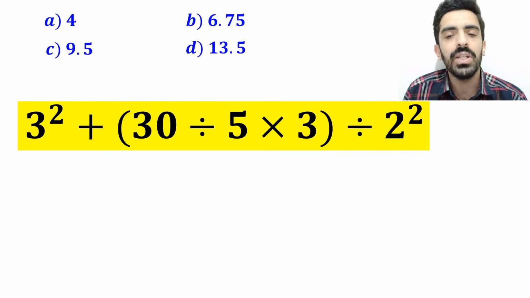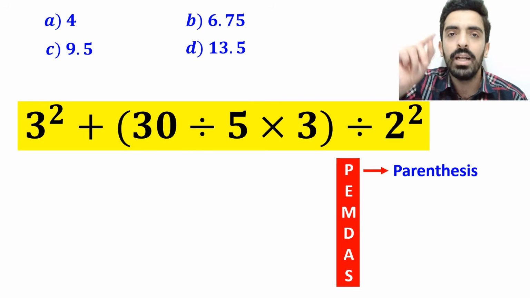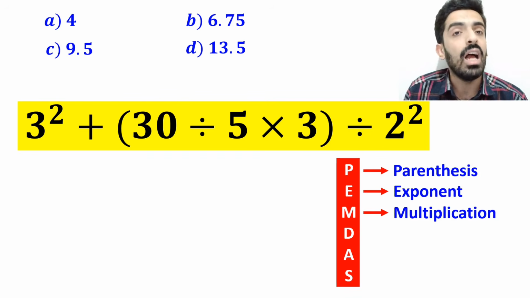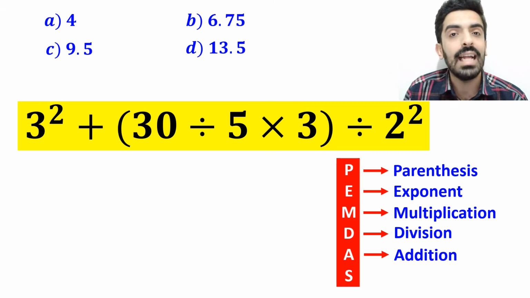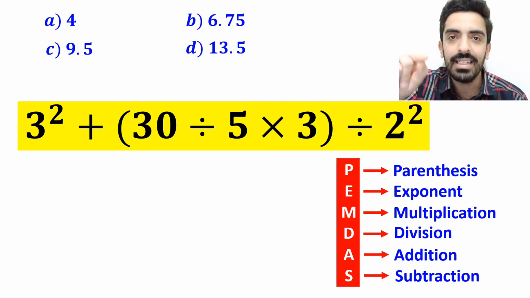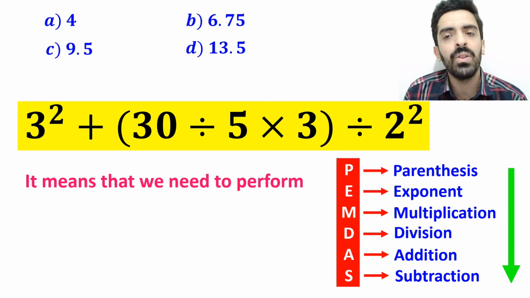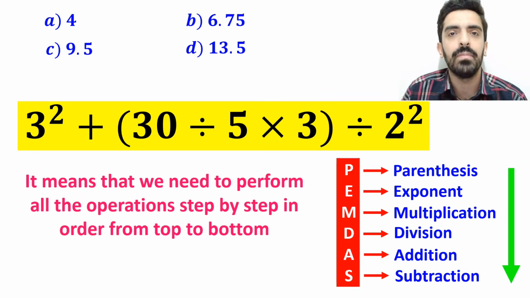Alright, now let me walk you through step by step how to solve this expression properly. To solve this question, we must follow the PEMDAS rule. In this rule, P stands for parentheses, E stands for exponent, M stands for multiplication, D stands for division, A stands for addition, and S stands for subtraction. It means that we need to perform all the operations step by step in order from top to bottom.